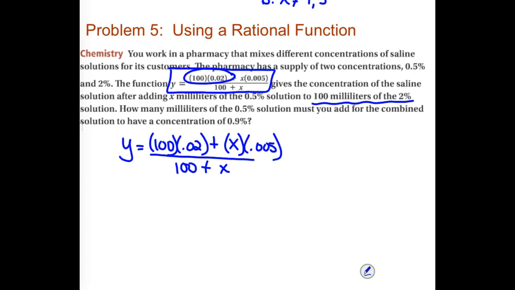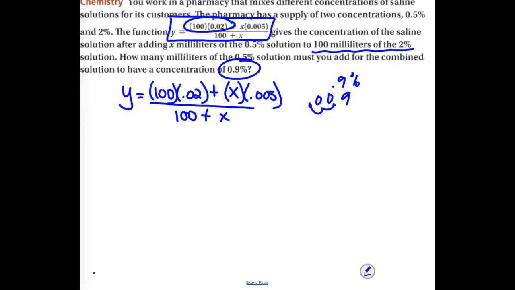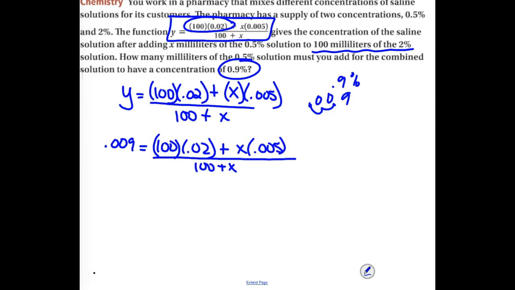It's asking us to figure out how much this X should be so that we get a concentration that's 0.9%. What would that be as a decimal? 0.9%. We have to move the decimal over 2 places, right? So we're going to have a decimal and 2 zeros before our 9. That's what we want our Y value to be. I want you to think of this as a proportion, and cross multiply. So you're going to have 9 thousandths times the 100 plus X from our denominator equaling 1 times this whole numerator.